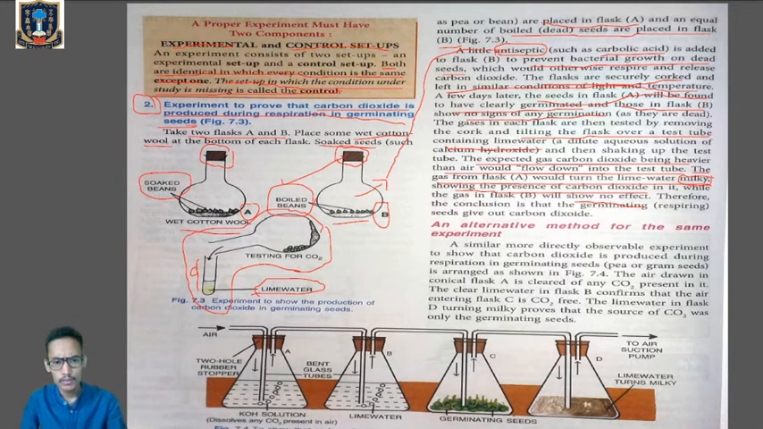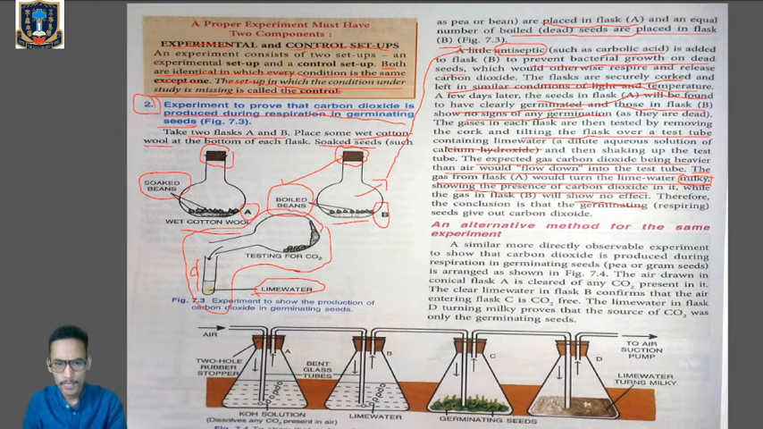Okay, so both the setups will be tightly covered with the help of a cork, and we'll leave this setup in normal conditions, in normal light and normal temperature, for a few days. Clear? After a few days, what will be observed? Our observations will be that the seeds in flask A will germinate, but in flask B will not germinate. You know the reason why? Because the seeds used in flask A were well soaked seeds, but the seeds used in flask B were dead seeds.